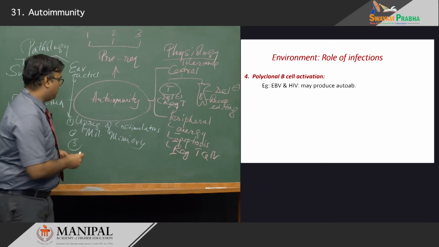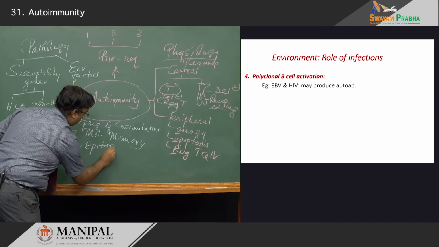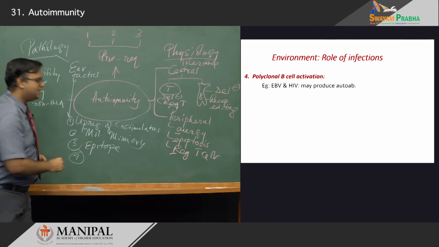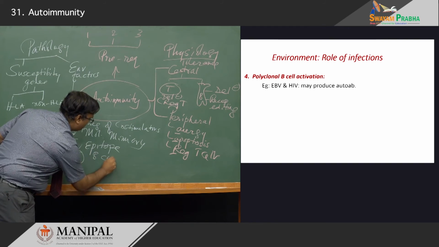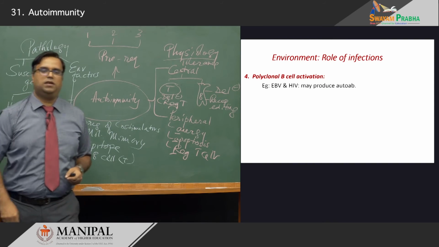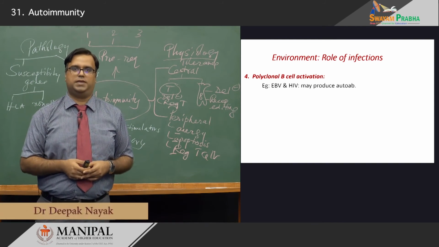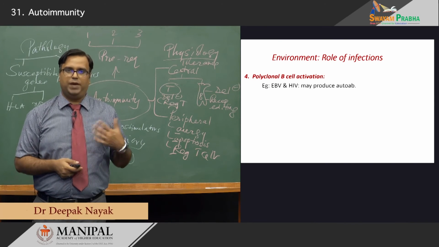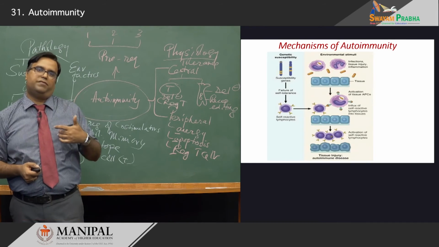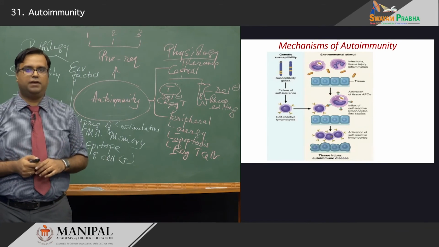An important mechanism also is what is called polyclonal B cell activation. B cell activation in the context of viral disorders such as HIV, which is very topical of course, and Epstein-Barr virus may produce a host of autoantibodies, and these autoantibodies will react against the body's own tissues. A lesser known mechanism but relevant nonetheless.